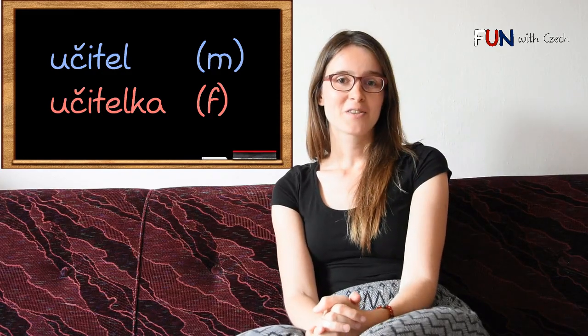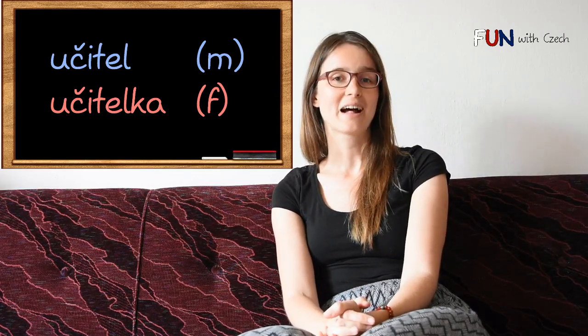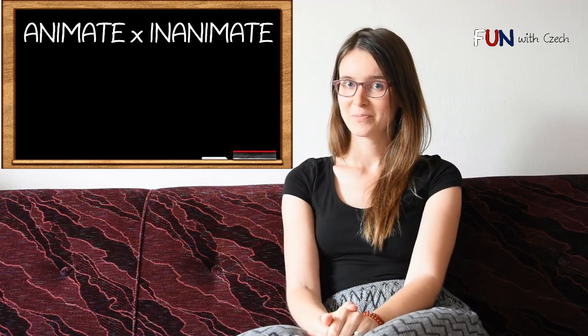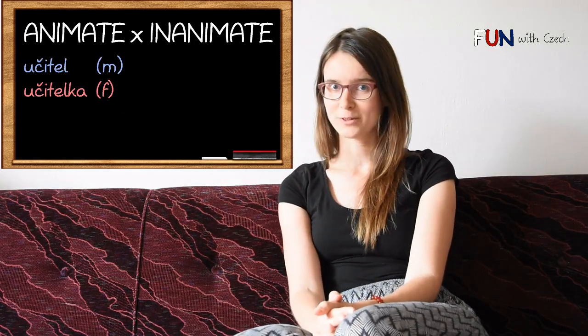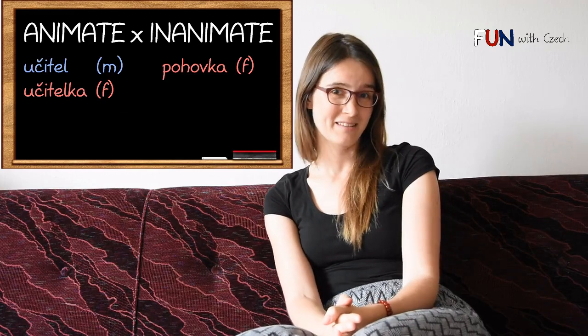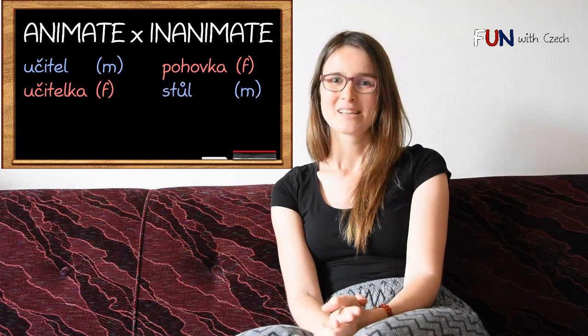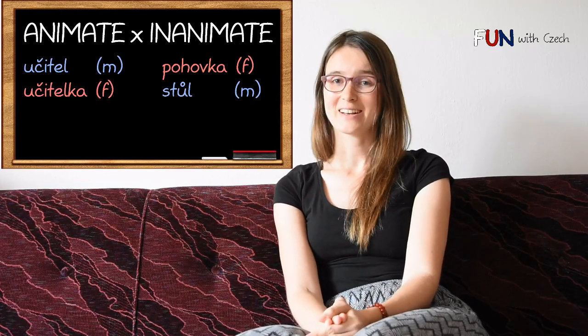However, not all the nouns represent just people. Not all the nouns are animate, are alive, because there are lots of objects around us in our life, and even these objects in the Czech language have to have a grammatical gender. For example, the sofa I'm sitting on, pohovka, in the Czech language is feminine, while table, stůl, is masculine. So all the objects around us have their grammatical gender in the Czech language.